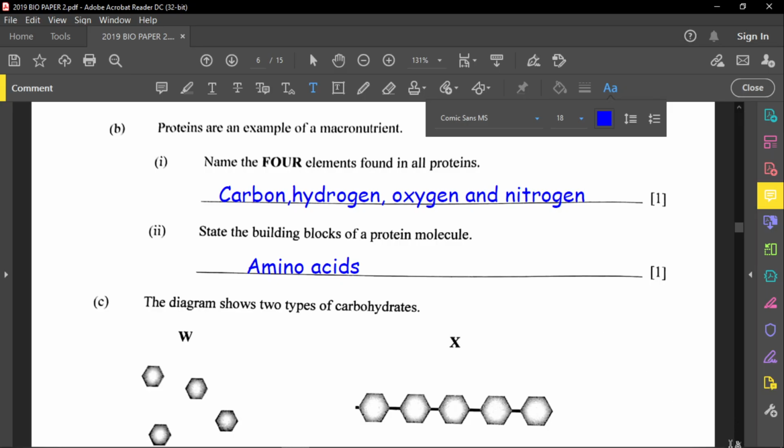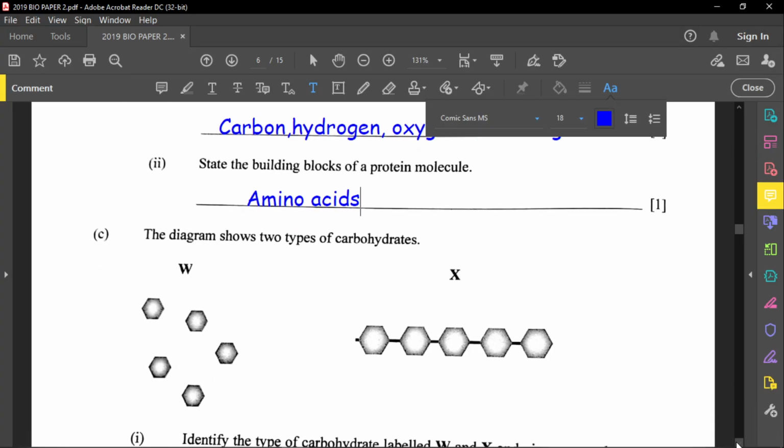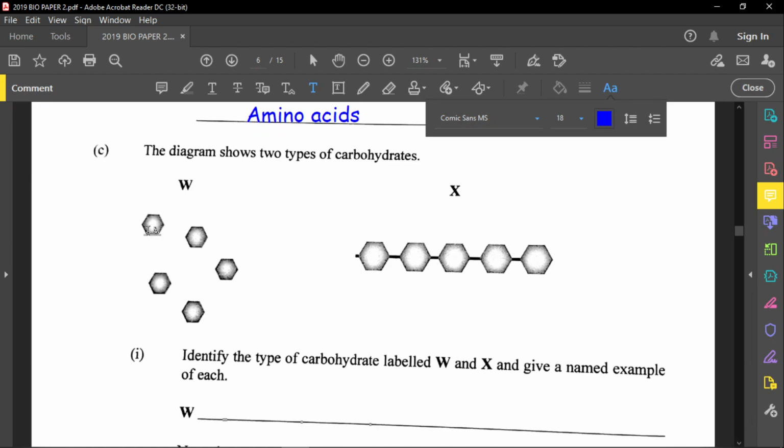Part C is a diagram that shows 2 types of carbohydrates. A carbohydrate again is another example of a macromolecule. And just by looking at this, we can tell what they are. W represents single units, and single units will be single sugar or simple sugar, otherwise called monosaccharide. Let's put that in real quick. All right, so monosaccharide. And then the X will be our polysaccharide. Okay, so polysaccharide.